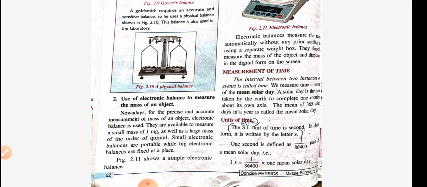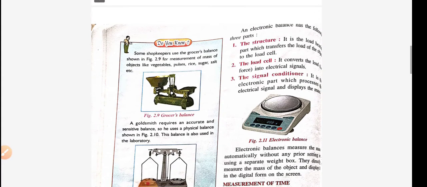They are available to measure a small mass of 1 mg as well as a large mass of the order of quintal. Small electronic balances are portable while big electronic balances are fixed at a place. Okay, and how many parts does an electronic balance have? First is the structure. What is the structure of this electronic balance?